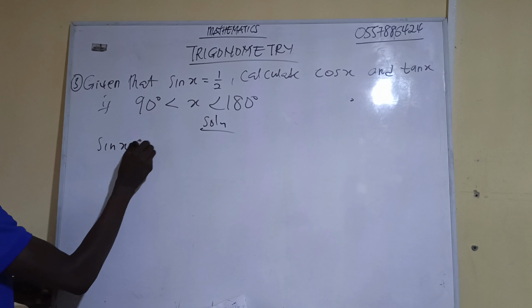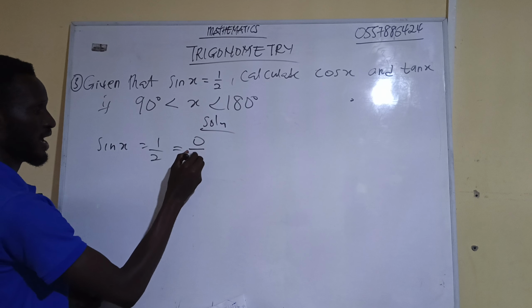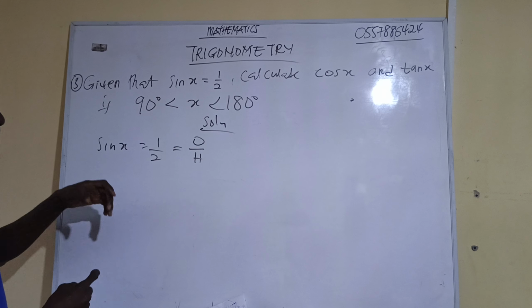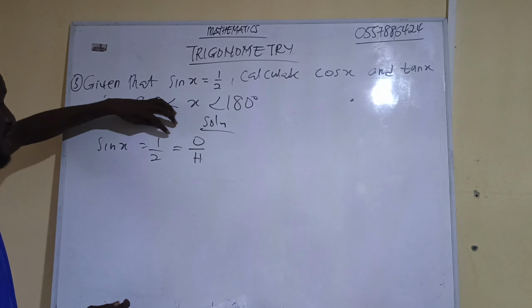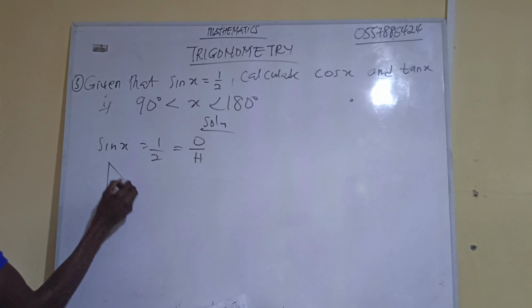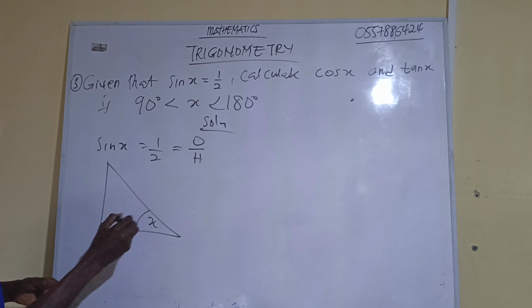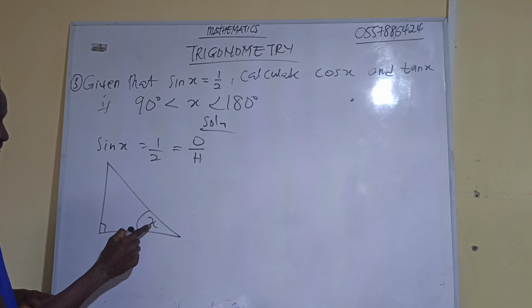Sine x is equal to 1 over 2. Now don't forget sine is opposite over hypotenuse. So it means that when I draw a right triangle, the opposite is 1 and the hypotenuse is 2. So let me consider this one as my right triangle. This will be my angle x. The angle here is x.